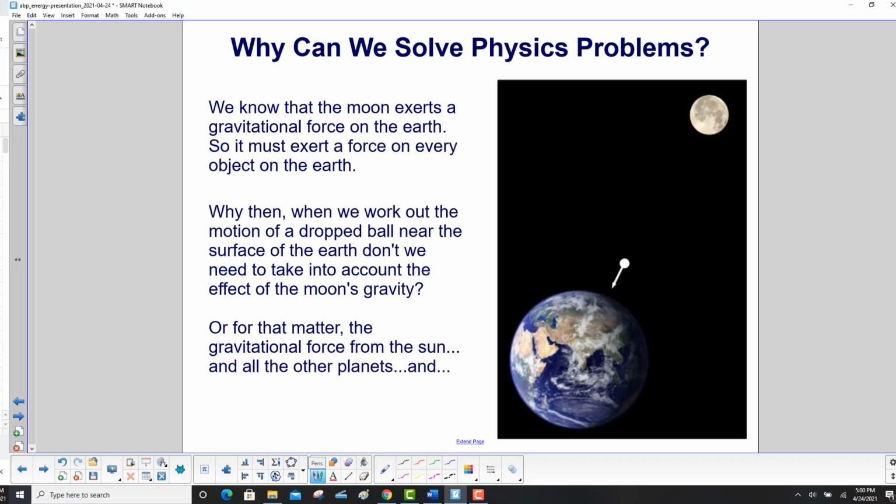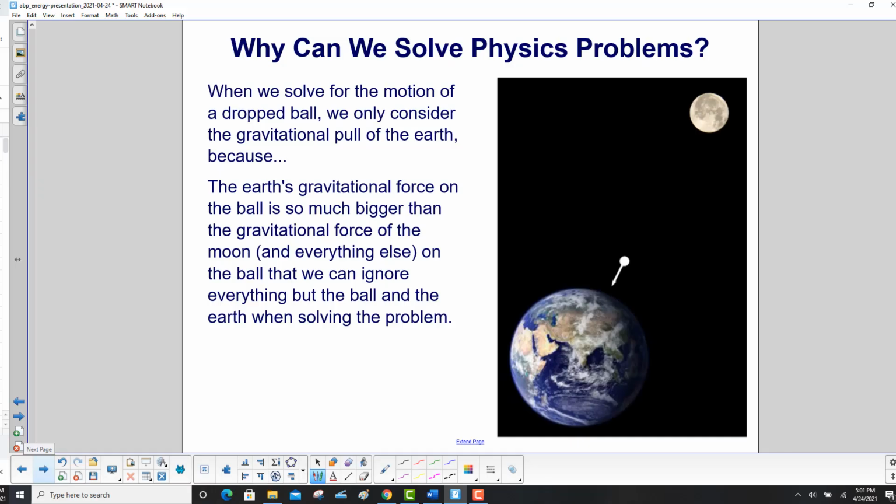We know that the moon exerts a gravitational force on the Earth, so it must exert a force on every object on the Earth. Why then, when we work out the motion of a dropped ball near the surface of the Earth, don't we need to take into account the effect of the moon's gravity? Or for that matter, the gravitational force from the sun and all the other planets? When we solve for the motion of a dropped ball, we only consider the gravitational pull of the Earth because the Earth's gravitational force on the ball is so much bigger than the gravitational force of the moon and everything else on the ball that we can ignore everything but the ball and the Earth when solving the problem.